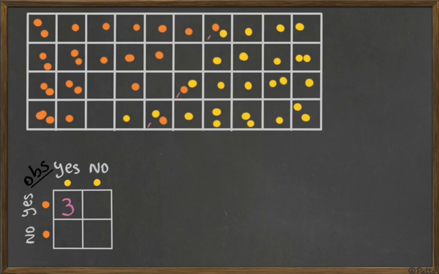If you check over there, we see that there are three squares that have both orange and yellow. We have four squares that have neither orange nor yellow. We have 16 squares with oranges and no yellow, and 17 squares with yellows and no oranges. And the question is, are the orange and yellow species associated with each other?